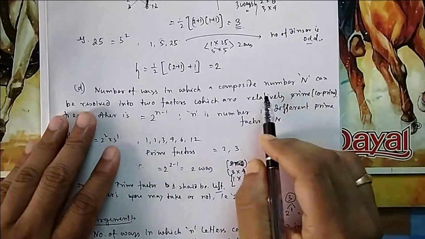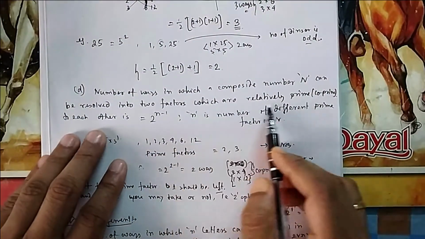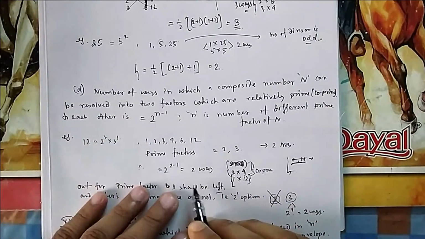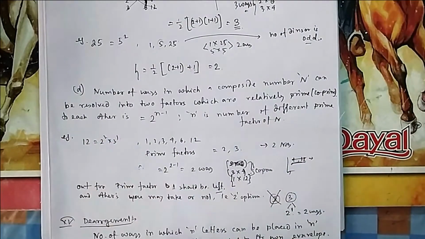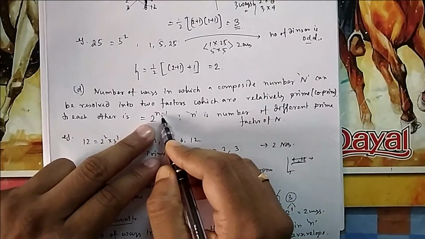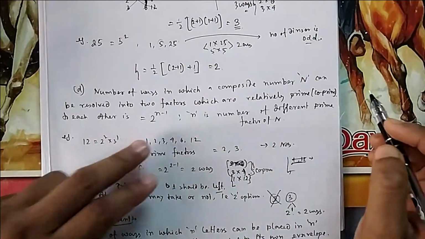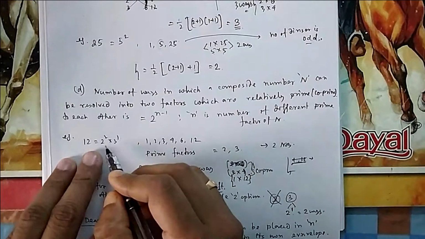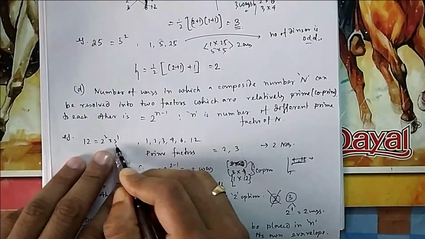The number of ways in which the composite number n can be resolved into factors where they are relatively prime, co-prime. Suppose in 12 you can write it as 1 into 12, 3 into 4. So how many ways can you do it? It is 2 to the power n minus 1, where n is the number of different prime factors. So what is the idea? Here the prime factors are 2 and 3.